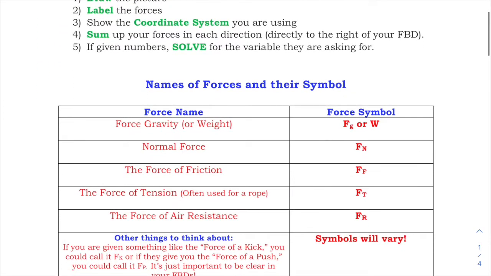And we're going to have some different forces we use in this worksheet. We have the force of gravity, also known as your weight, and the symbol you use for that is Fg, or W for weight. I tend to use Fg, force gravity. My twin bro, Mr. Laurent, he uses W for weight. It's the same difference. I just use Fg for the force of gravity.